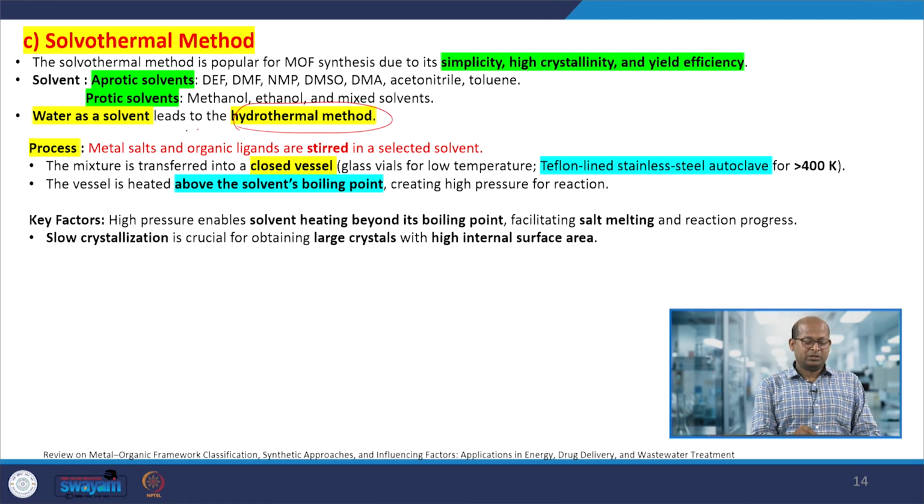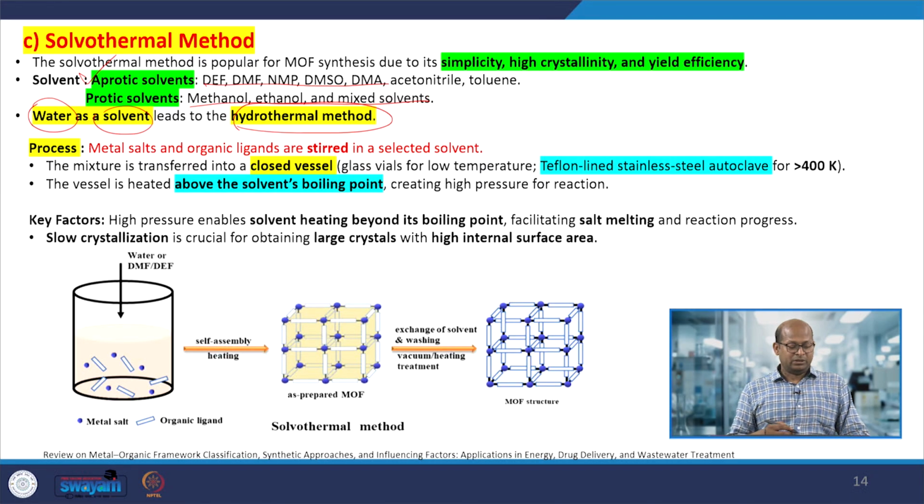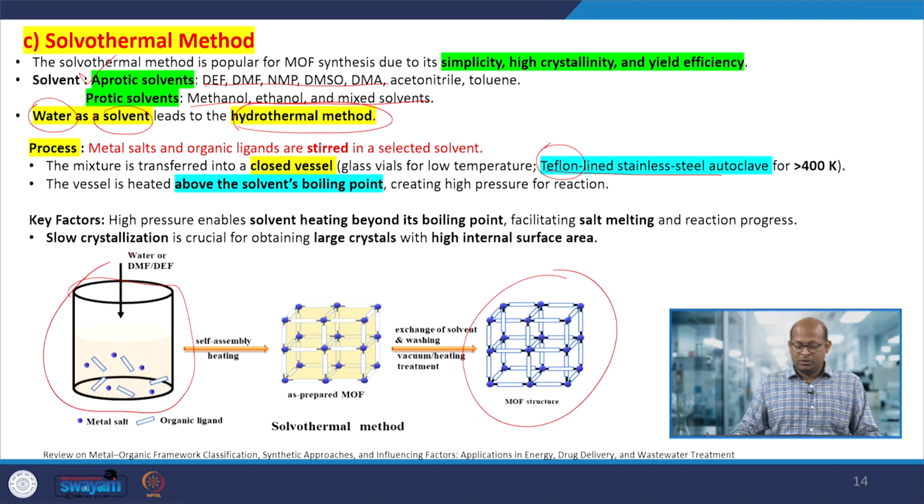So, when water is used as the solvent in this process, it is called hydrothermal. Any other solvents we can use, protic solvents we can use to prepare these MOF materials. So, here a few protic solvents are given that can be used in this method of MOF synthesis. This is the MOF structure I said, in a Teflon vessel we have taken. The Teflon vessel will be placed inside an autoclave, an SS autoclave.